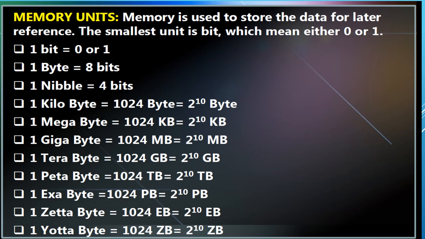Next, 1 petabyte is equal to 1024 terabytes, or 2 raised to 10 terabytes. Next, 1 exabyte is equal to 1024 petabytes, which is 2 raised to 10 petabytes. 1 zettabyte is equal to 1024 exabytes, which is 2 raised to 10 exabytes. Next, 1 yottabyte is equal to 1024 zettabytes, which is 2 raised to 10 zettabytes.